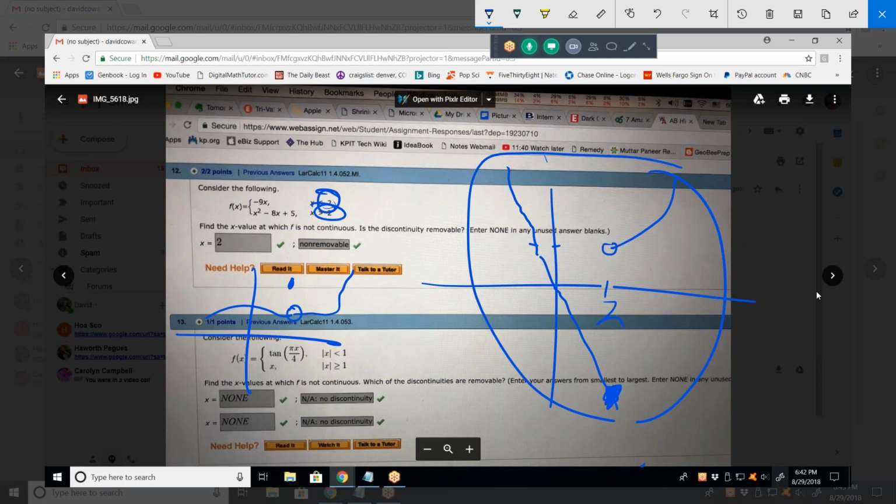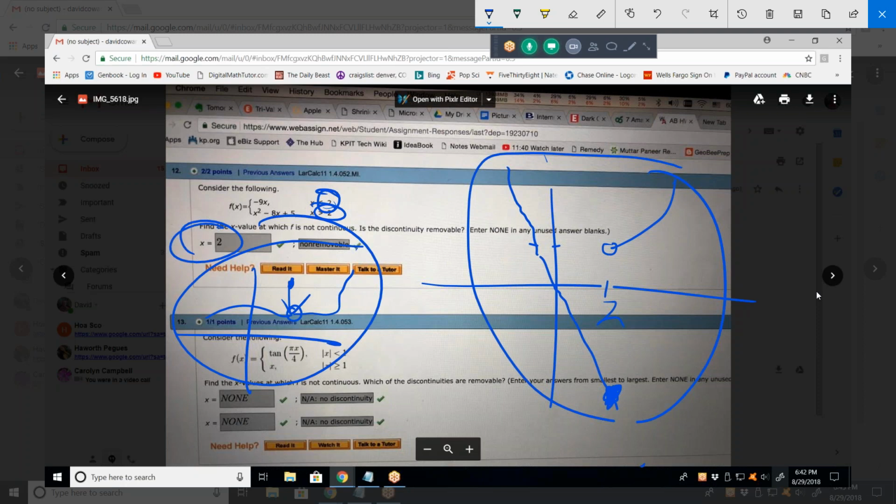That's a removable discontinuity. This is not. You cannot do anything to this graph that gets rid of that discontinuity, whereas over here, all you have to do is drop that down to there. I guess that's one way to look at it. But yeah, so that was the correct answer.